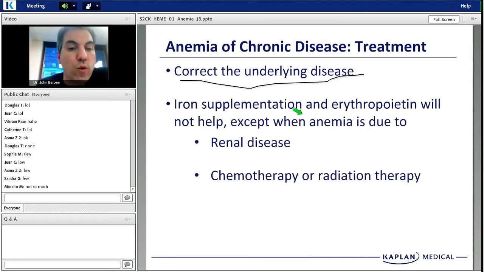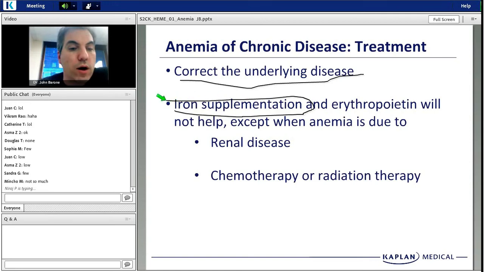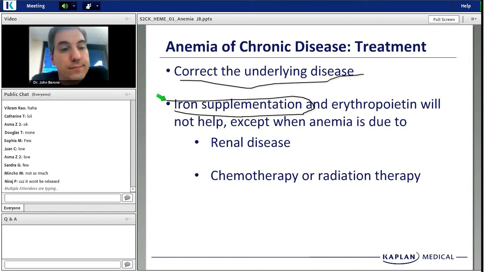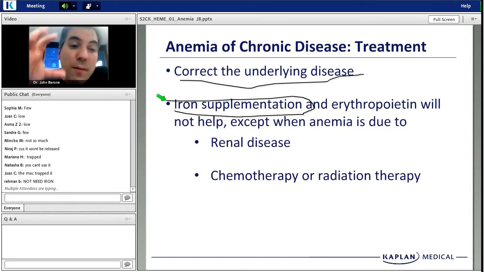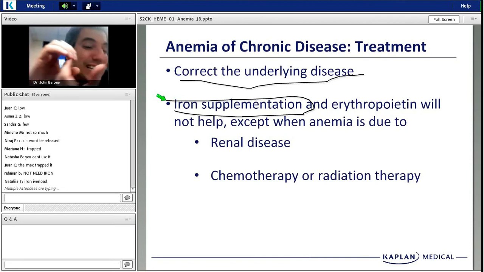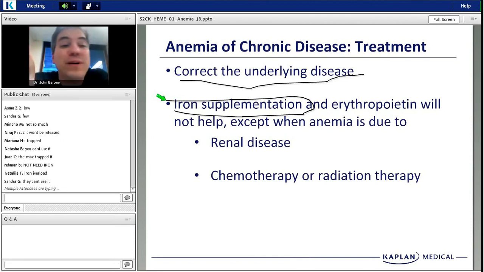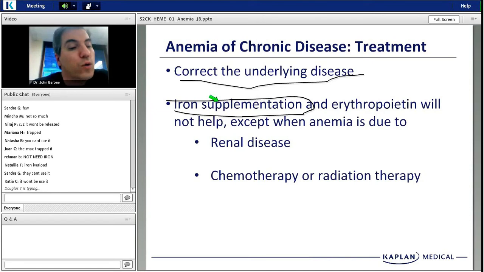Why won't iron work? It's not an iron problem. If I give you iron, the macrophage will eat it and it won't release it. You're going to get hemochromatosis because the macrophage will just accumulate and won't release it. So that's the problem. Giving iron will only make things worse. They have iron. It's not an iron problem.